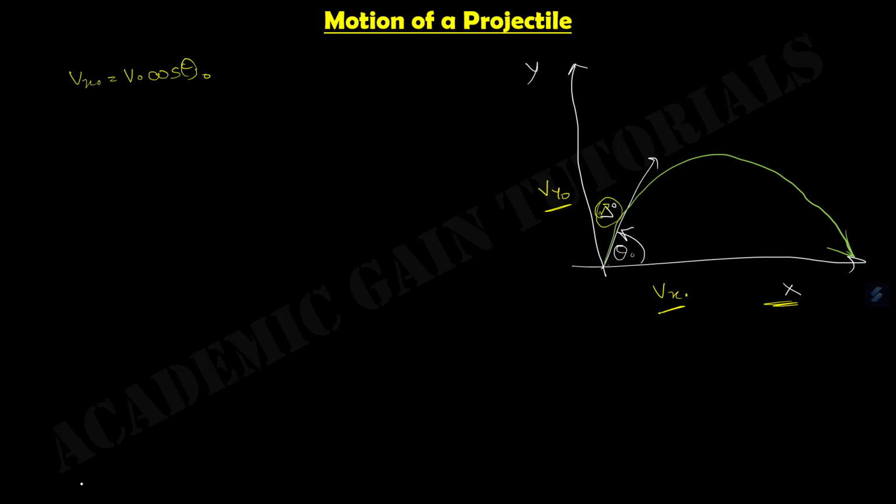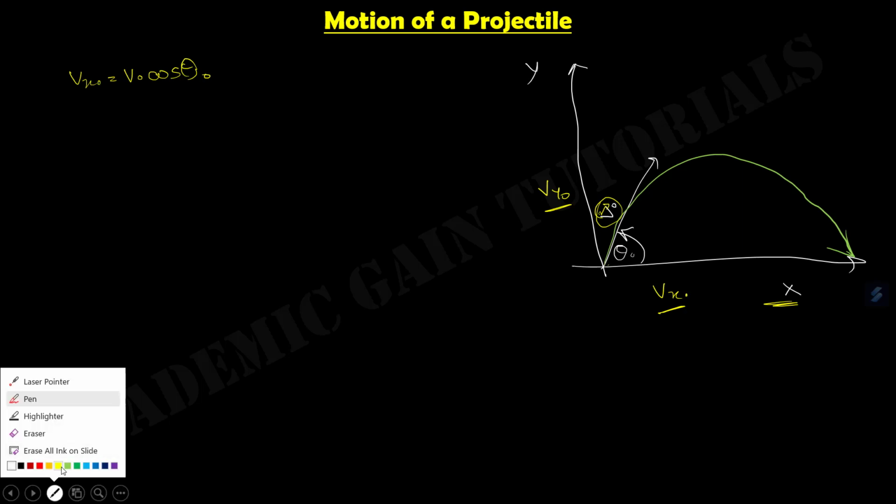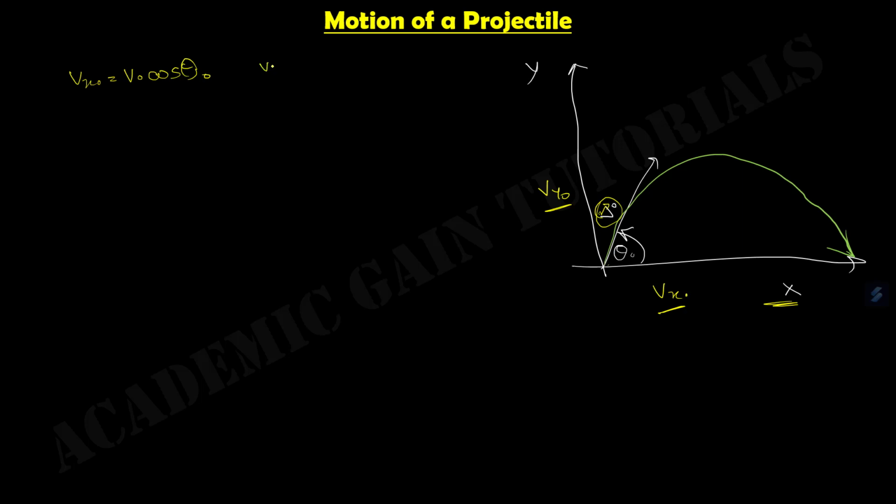So Vx naught will be V naught cos theta naught and Vy naught will be V naught sin theta naught. We describe these as the x-axis component and y-axis component of this initial velocity.